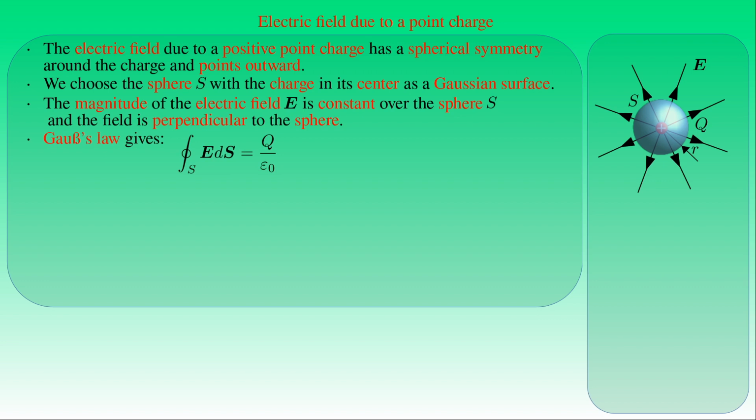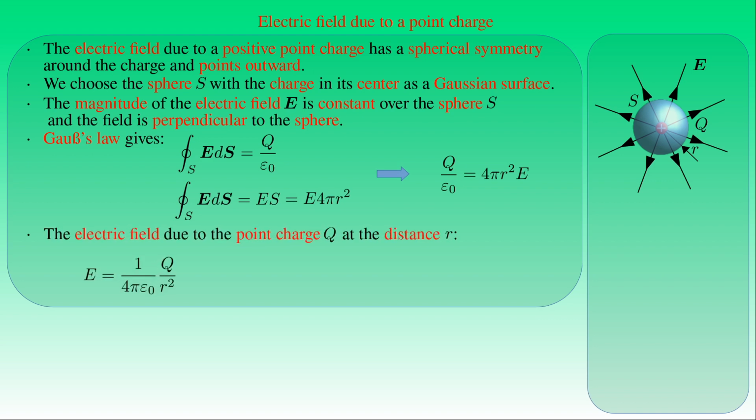For the sphere S, the surface integral is given by the magnitude of the electric field E over the sphere, times the surface area S of the sphere, which is equal to 4 pi times the square of the radius r of the sphere. Then q over epsilon naught is equal to 4 pi times r squared times E. If we express the magnitude E from this equation, we can see that the magnitude of the electric field is equal to 1 over 4 pi epsilon naught, times q over r squared.